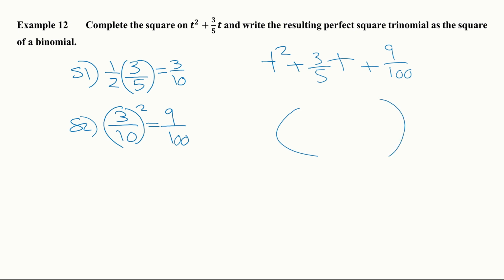So what is the binomial that if I square, I get this trinomial? It's going to be t plus whatever you have to square to get that, which we know it was what? 3/10. There it is. So that's how you complete the square on that.